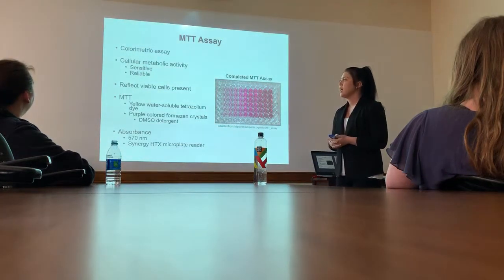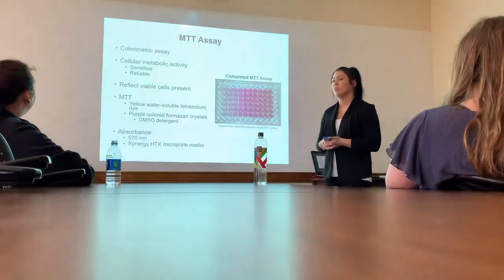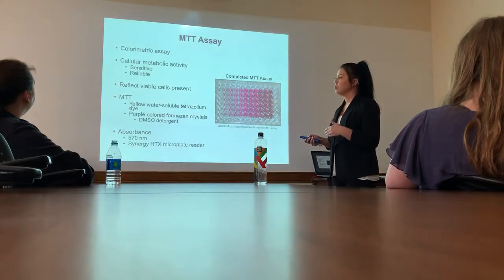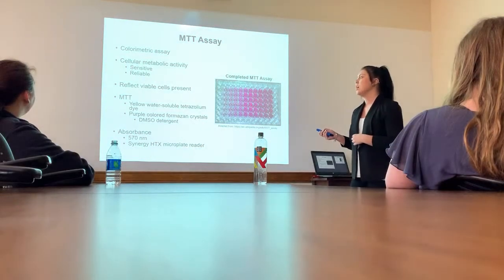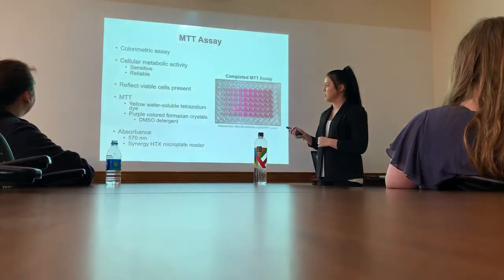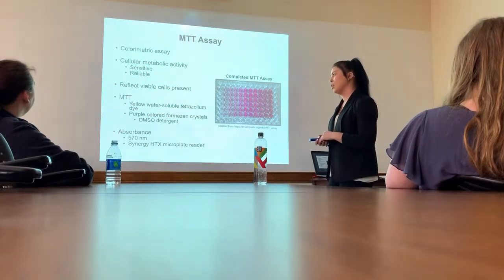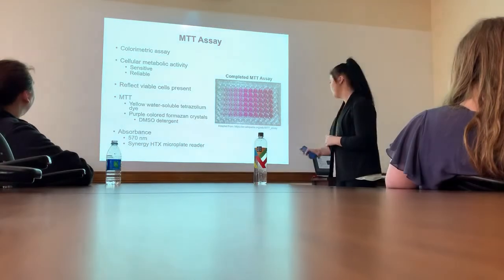So MTT is a yellow water-soluble tetrazolium dye, and once you put the DMSO detergent in with it, and it goes through all the steps, you will see the purple color, which is the formazan crystals that are formed. And then once you see purple, you measure the absorbance at 570 nanometers with the Synergy HTX microplate reader.